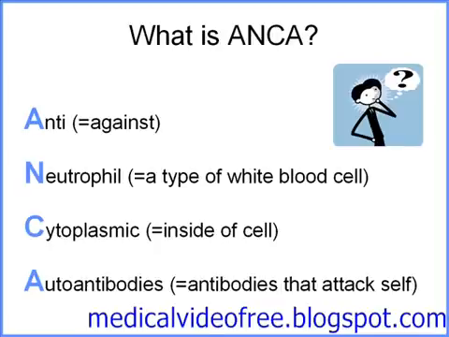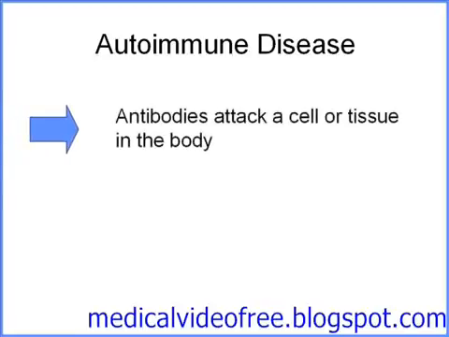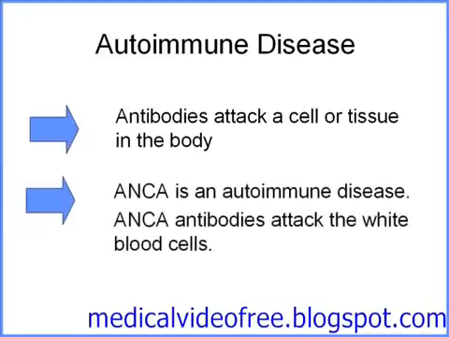Normal antibodies are molecules that are produced in the circulation as defense against, for example, bacteria, and they attack the bacteria and protect us. But in autoimmune diseases, the antibodies attack some cell or tissue in the body. So ANCA disease is a form of autoimmune disease, and these ANCA antibodies are attacking white blood cells.